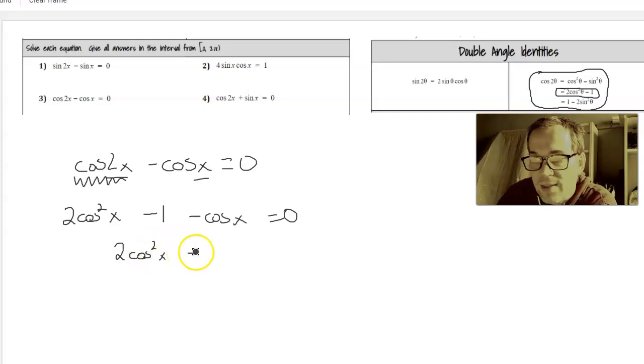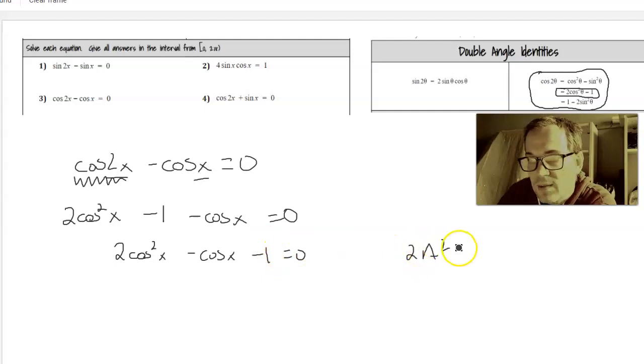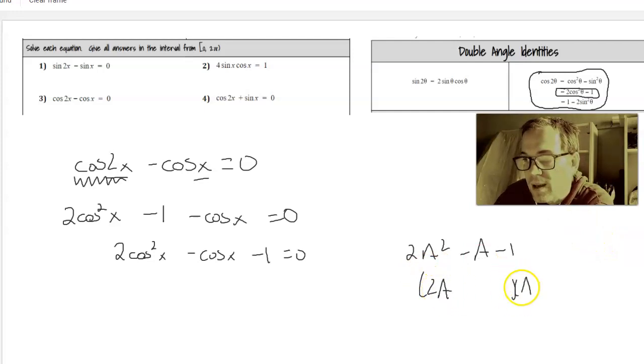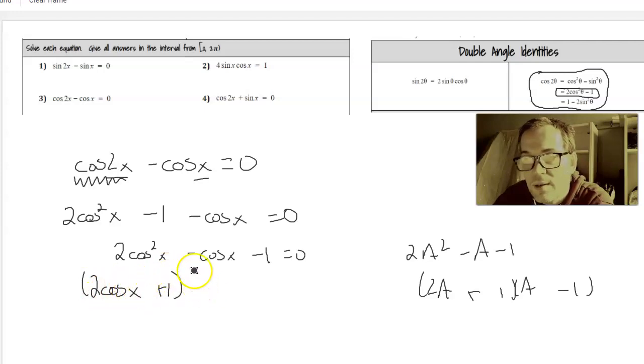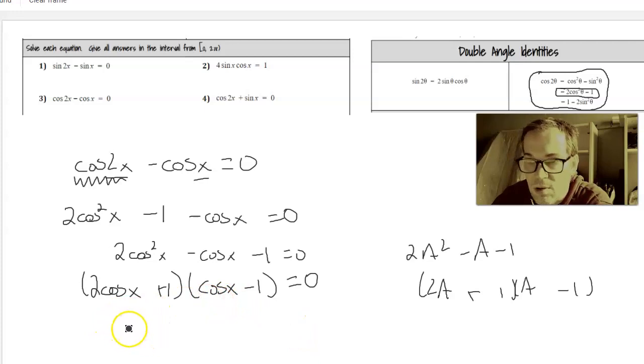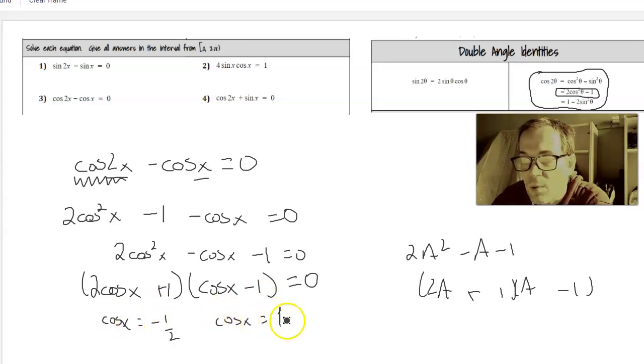So I'm going to write this in standard form and think of it as if it were a quadratic. I'm thinking of it the same way I would think of 2a squared minus a minus 1. This I would factor into 2a and 1 and 1, and this would be negative and this would be positive. So I'm going to have 2 times the cosine of x plus 1, cosine of x minus 1, both equal to 0. If I set these both equal to 0, I'm going to end up finding that the cosine of x either equals negative 1/2 or the cosine of x equals positive 1.